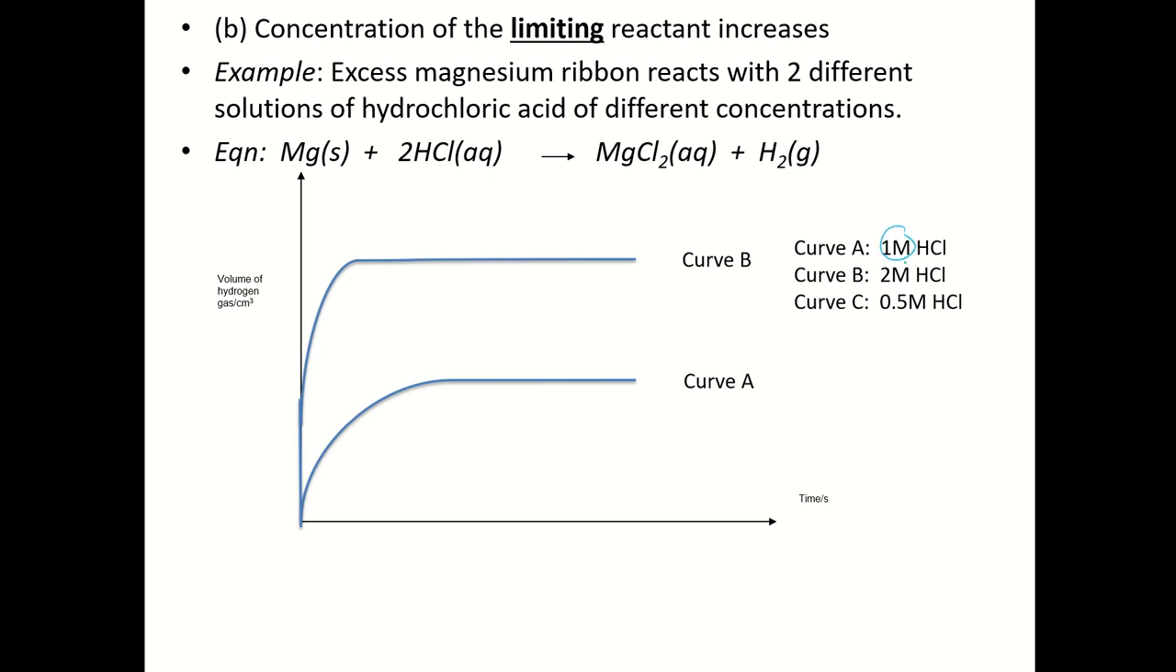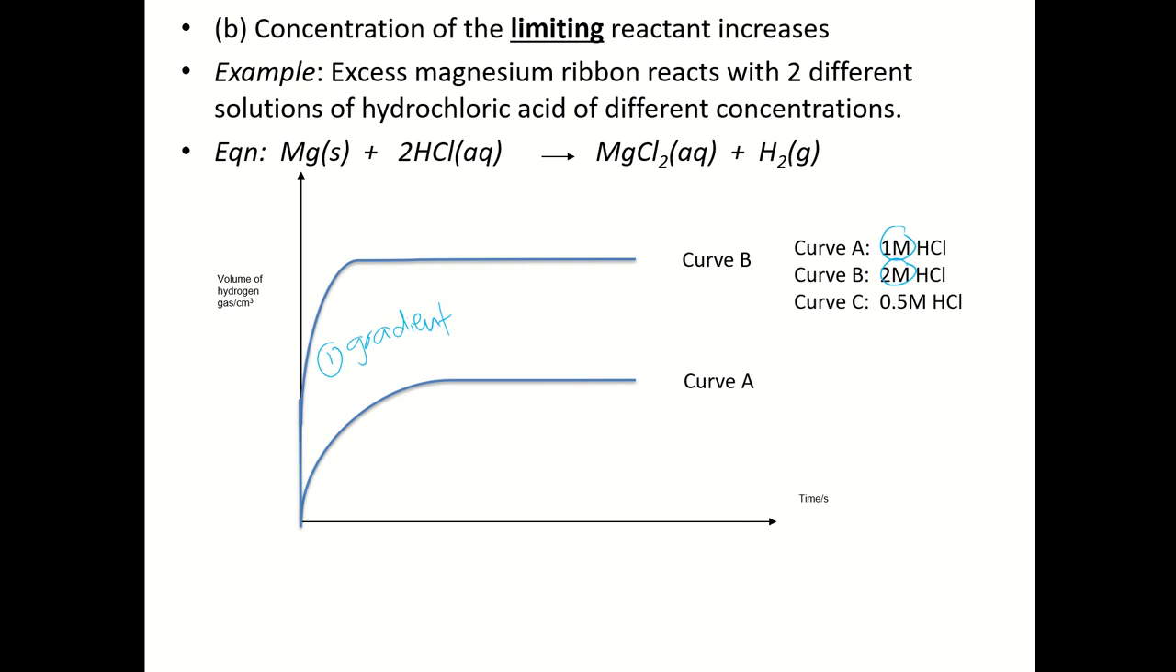Okay, 1 mole, 2 mole, 1. You realize the gradient of the graph is different, with curve A having a gentler curve because the speed of reaction is slower, and curve B having a steeper gradient because with higher concentration, you will have faster reaction, hence a steeper curve.